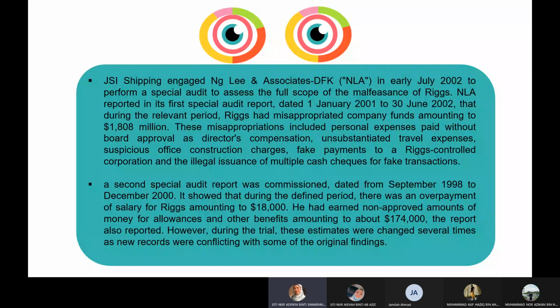A second special audit report was commissioned, dated from September 1998 to December 2000. It showed that during the defined period there was an overpayment of salary for Rins amounting to $80,000. He also received non-approved amounts of money for allowance and other benefits amounting to about $174,000. The report also noted, however, that during the trial these estimates were changed several times as new records conflicted with some of the original findings. Next slide.